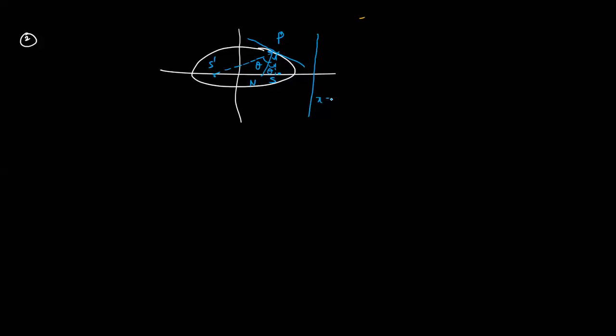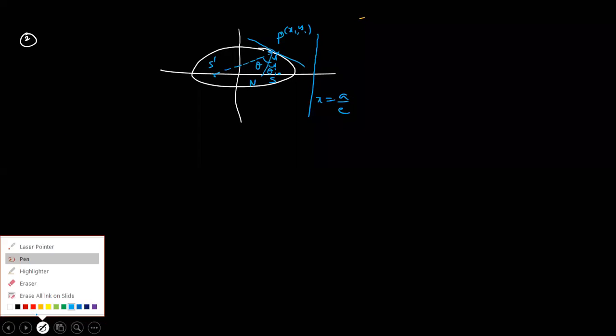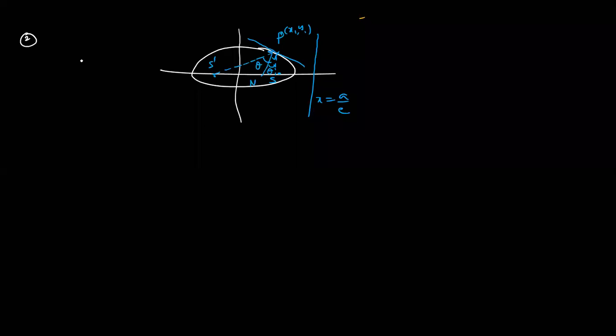The directrix is x equals a by e. I'm taking this point as (x1, y1), dear student. See how to derive. Proof is not required, but I'm giving right now. First of all, the normal at point P (x1, y1) bisects angle SPS dash. Normal at P bisects the angle SPS dash.